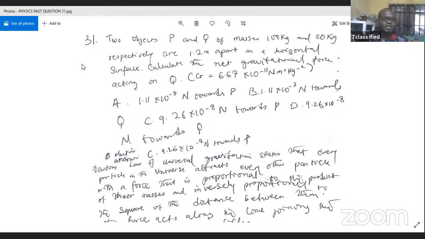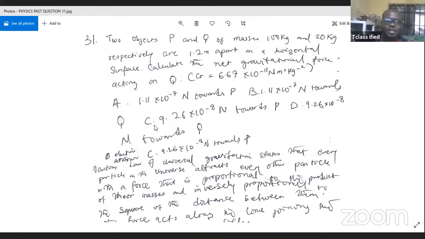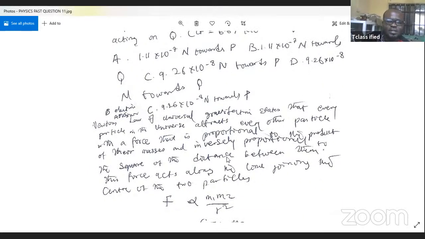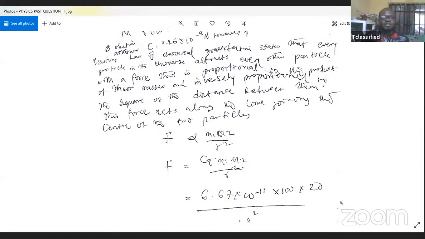Now, solution. Newton's law of universal gravitation states that every particle in the universe attracts every other particle with a force that is proportional to their masses and inversely proportional to the square of the distance between them. And that force must act along the line joining the centers of the particles. So this is the statement of Newton's law. F is proportional to the product of their masses all over the distance between them squared. Then changing this proportionality sign with a constant G, you now have this.